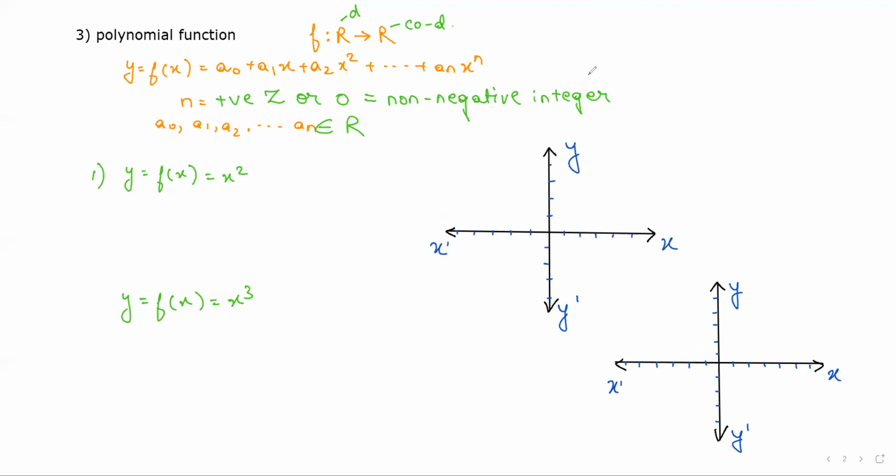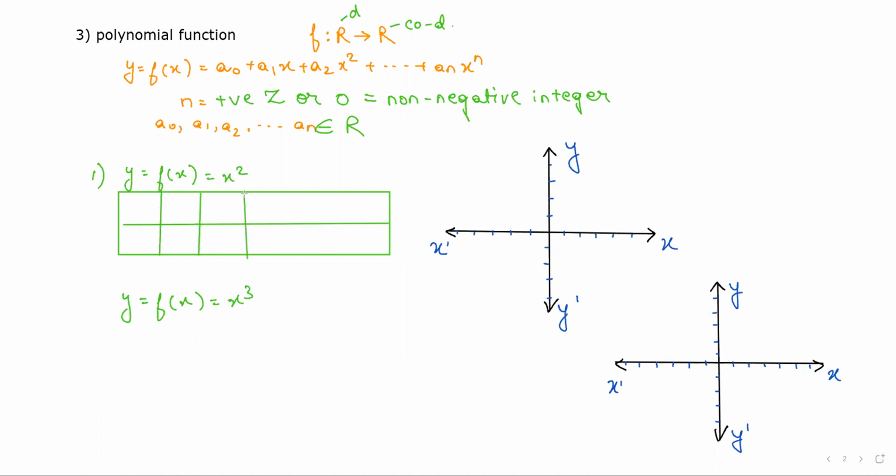For y = f(x) = x², this is an example of a quadratic function because you have an x² term. Now let's solve it practically. Let's try to draw the graph of it. So we'll consider certain values of x and obtain certain values of y, and then we'll plot it on the graph the way that we usually do for equations since 8th standard.